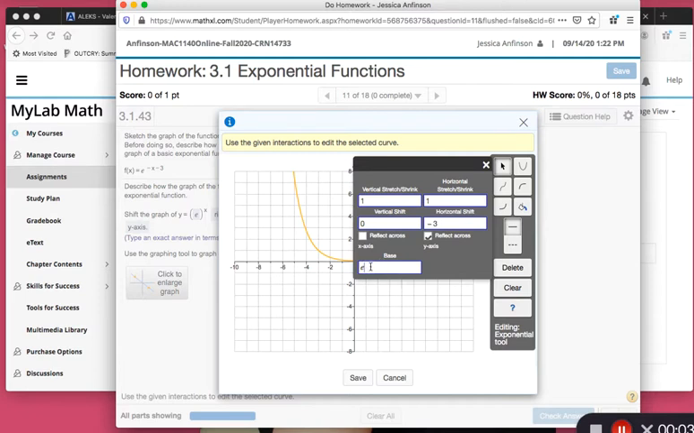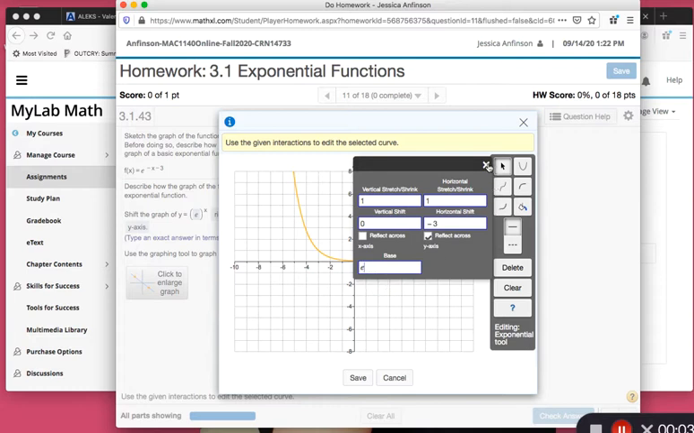Check really carefully that your base is the base of our function. In this case, it's e. Sometimes it's 2 or 3 or 10 or pi, anything like that. So you've got to make sure your base is correct, because otherwise your graph might look very similar but be slightly different because you're multiplying by a different base each time.